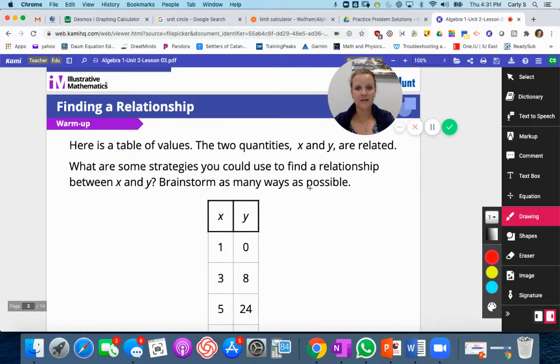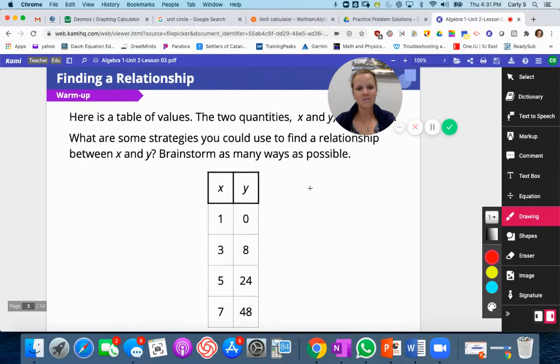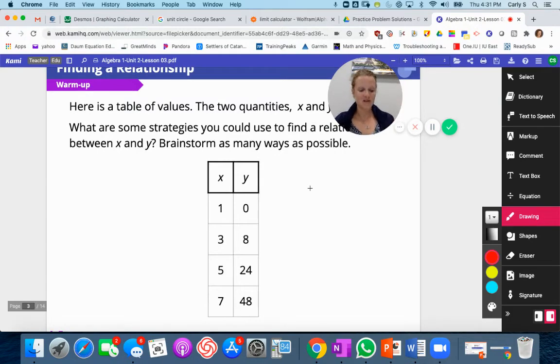Here is a table of values. The two quantities, x and y, are related. What are some strategies you could use to find a relationship between x and y? Brainstorm as many as possible. So what are some strategies you could use to find a relationship? Looks like for one, I have 0, 3, 8, 5, 24, 7, 48. Like, what is the relationship between x and y?